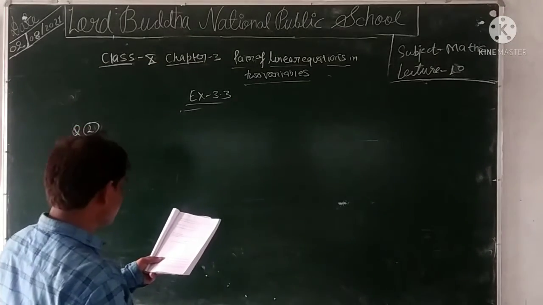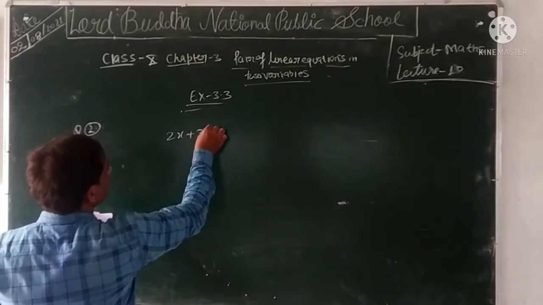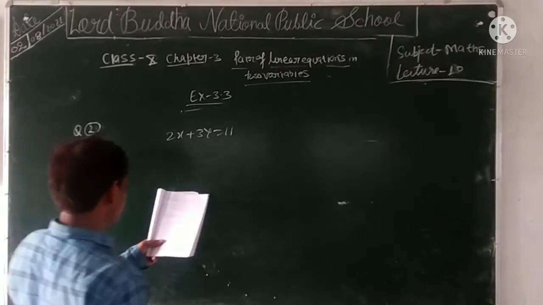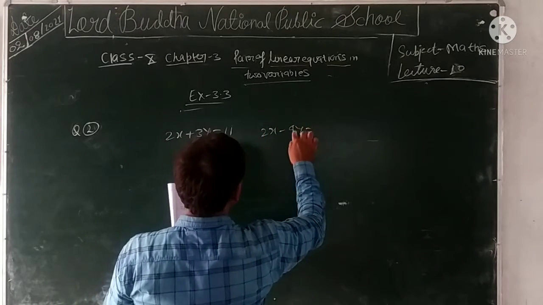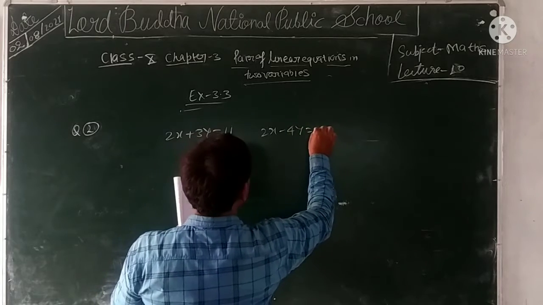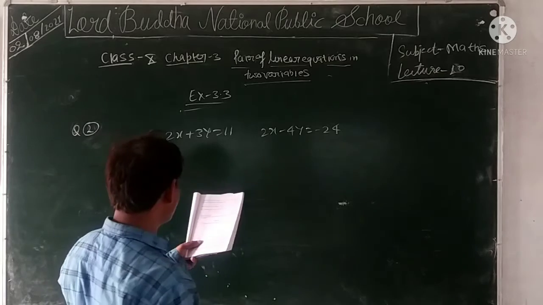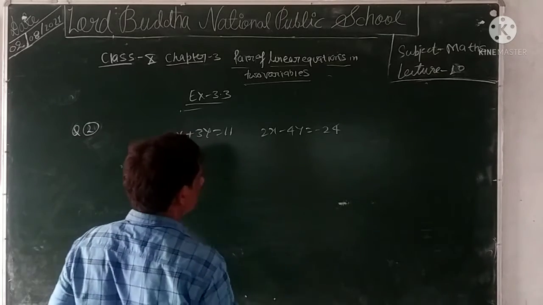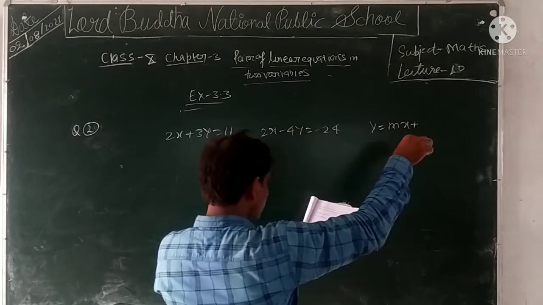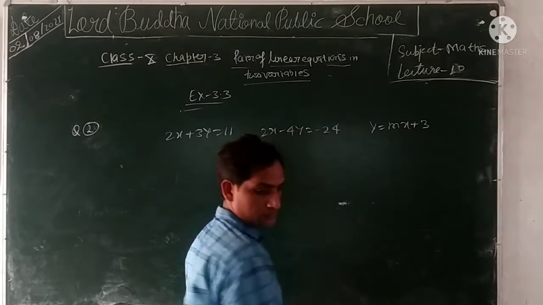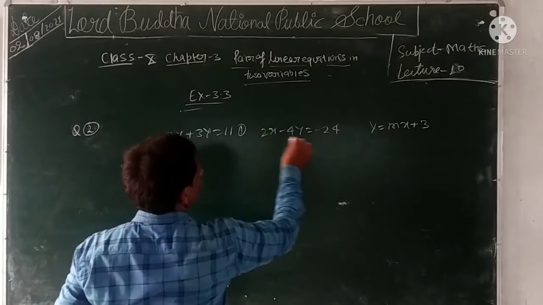The second question is: solve 2x plus 3y equal to 11 and 2x minus 4y equal to minus 24. Okay? And let's find the value of m. After that, we have to find the value of m for the relation y equal to mx plus 3. Now we solve the pair of equations in two variables by substitution method.